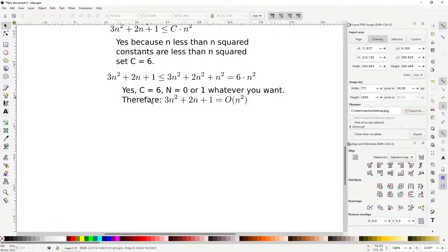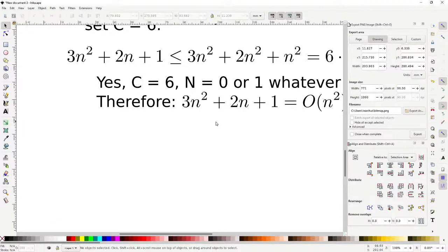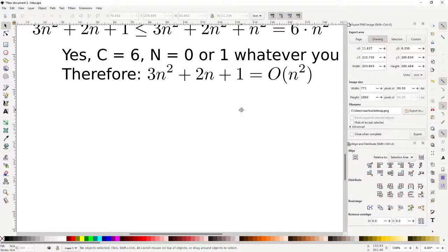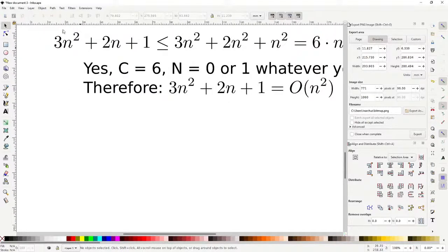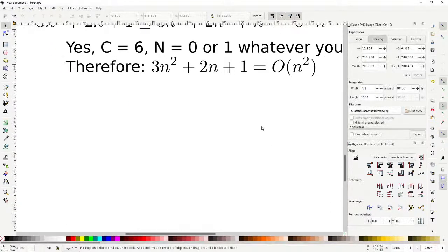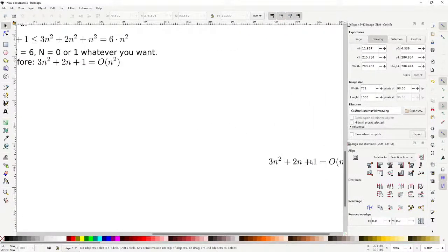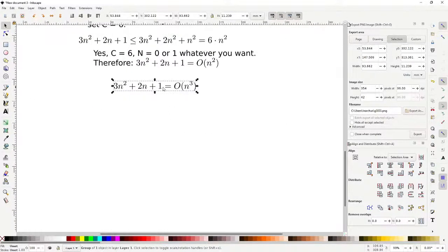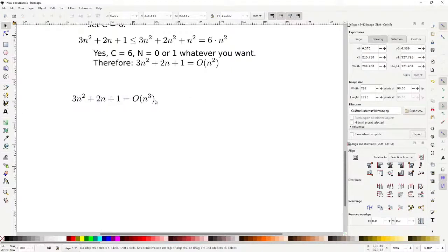So now let's talk about the example that was brought up just there. Let's ask the same question, but now let's ask if 3n squared plus 2n plus 1 is big O of n cubed. Is it big O of n cubed? Hard to say, let's think. So the question is, is this thing true? Here's example 2, I guess.